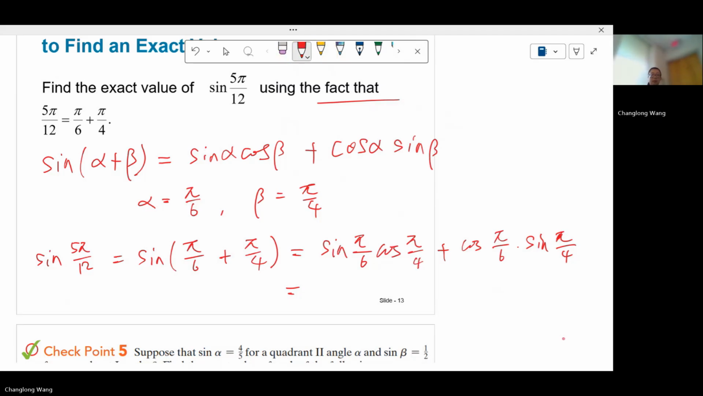All right. Okay, so sine pi over 6, which is sine 30, is 1/2. Cosine pi over 4 is radical 2 over 2. Cosine pi over 6 is radical 3 over 2. Sine pi over 4 is radical 2 over 2. Okay.